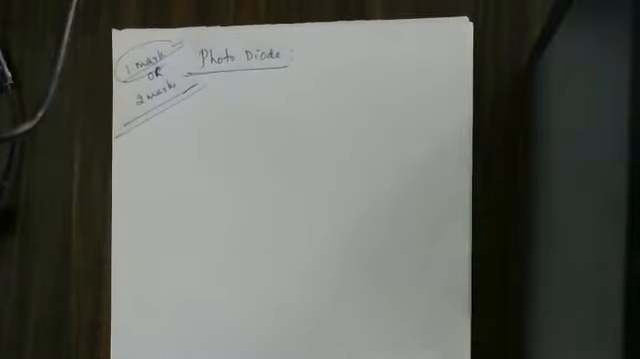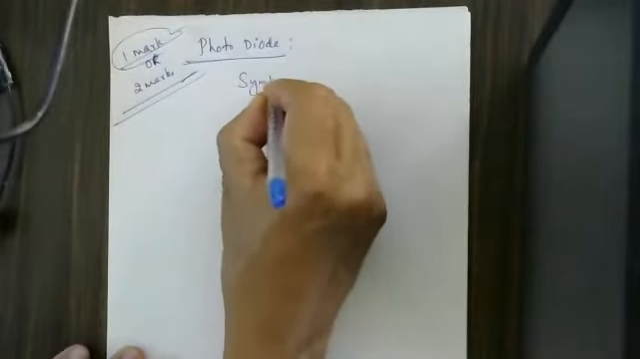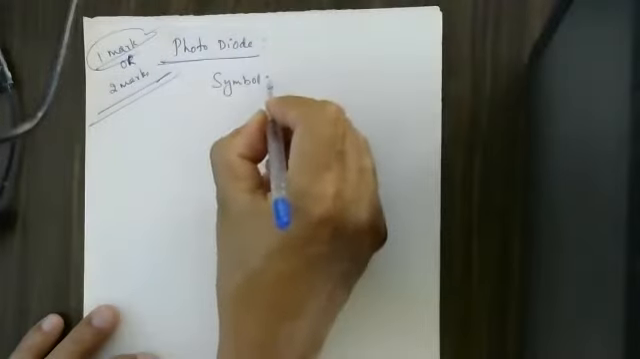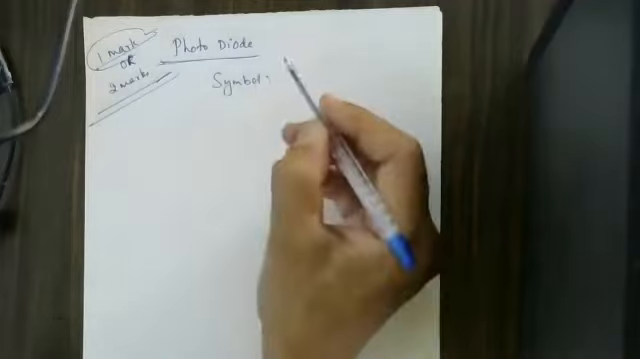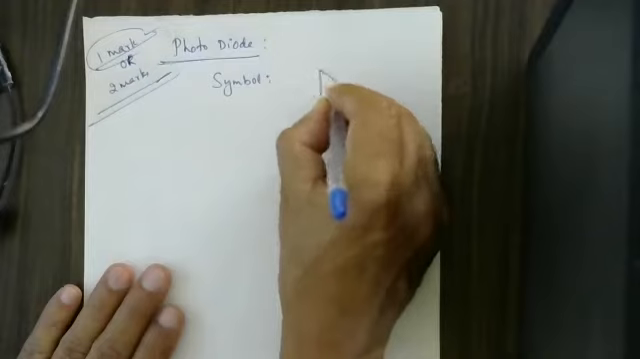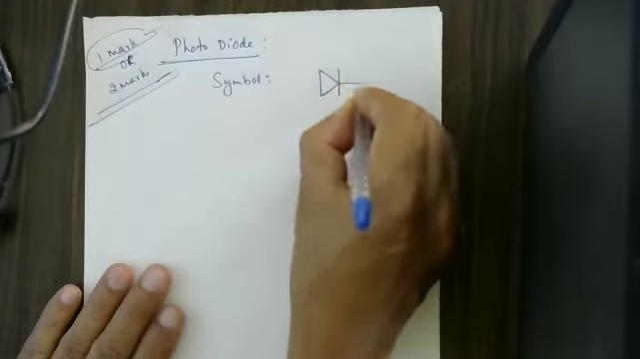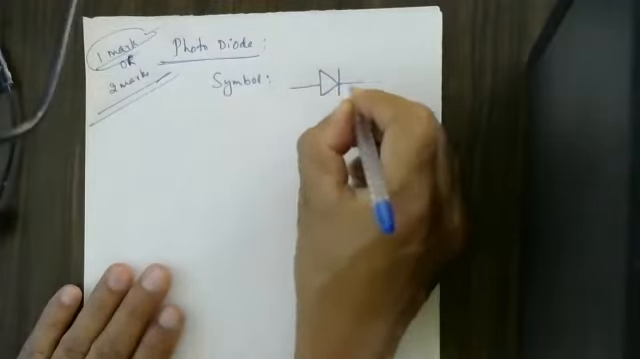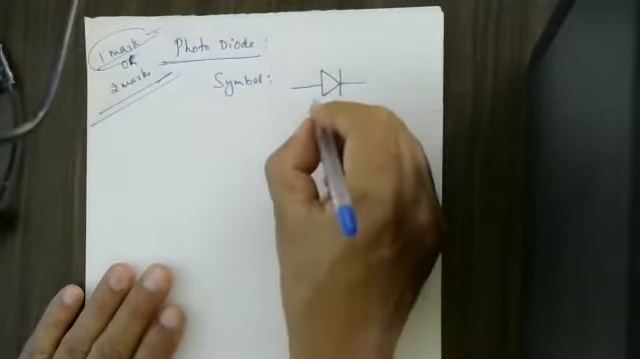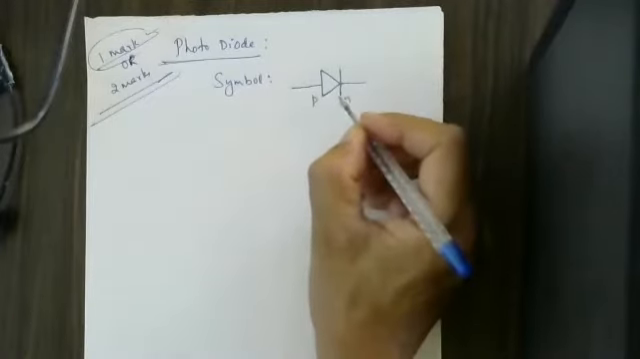Today's portion. First idea, photodiode. Then the photodiode circuit symbol, a 1 mark question: write the circuit symbol for photodiode. We ask only like this. You are supposed to write it like this. I am drawing an ordinary PN junction, a semiconductor diode. This is P and this is N. This is a semiconductor diode.